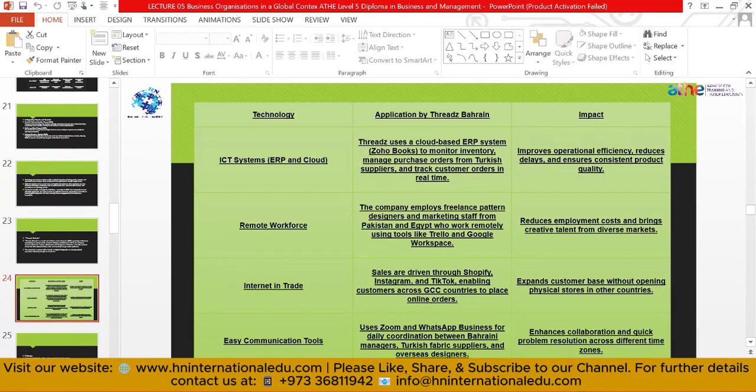Internet and trade: sales are driven through Shopify, Instagram, and TikTok, enabling consumers across GCC countries to place online orders, like we have a TikTok shop. Impact: it expands the consumer base without opening physical stores in other countries, and many brands do not exist with physical stores. They're only operating through online platforms. Easy communication: it uses Zoom and WhatsApp Business for daily coordination between the Bahraini managers, Turkish fabric suppliers, and overseas designers. Impact: it enhances collaboration and quick problem resolution across different time zones. Clear?